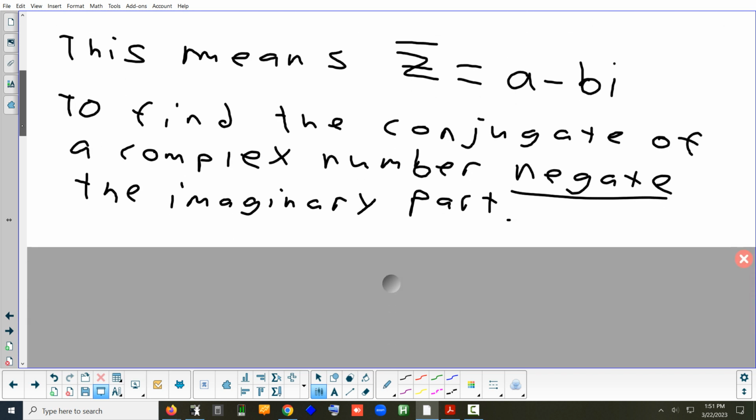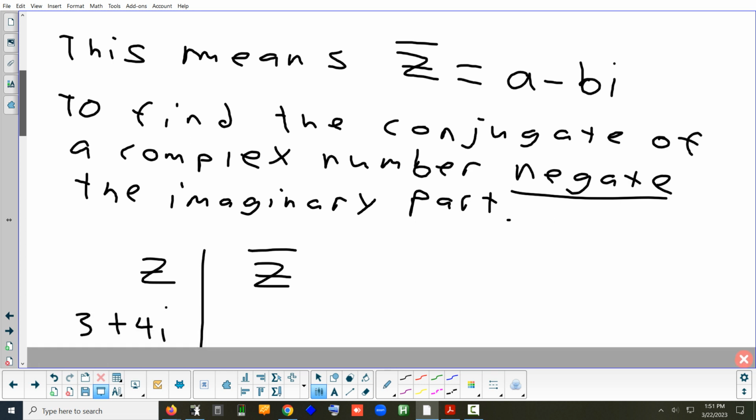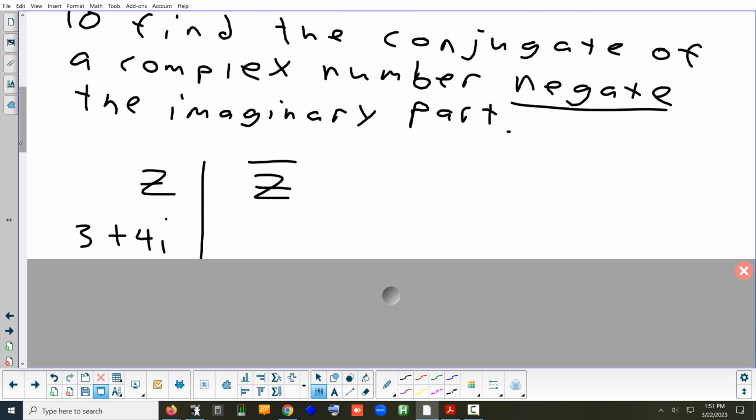So before we use the conjugate to do anything, we'll just practice a couple of examples where we find it. I'm going to give you a table, and on the left I'm going to put a complex number. And on the right, I just want to know what the conjugate of that number would be.